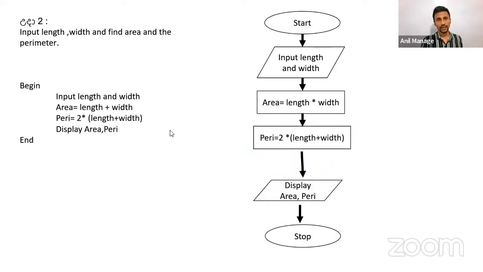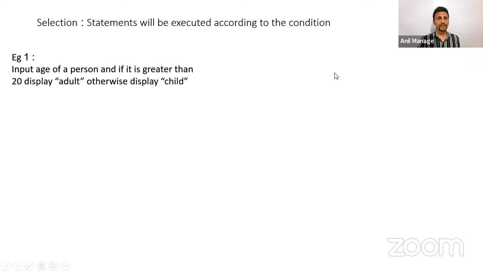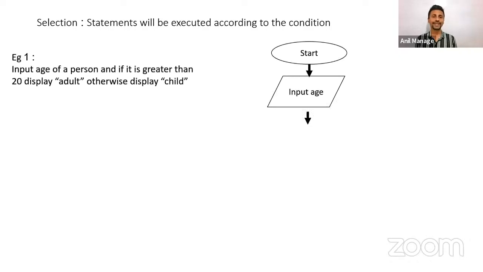So this is another sequence type of program, pseudocode and flowchart. Okay, then we'll go to the next one. Selection. Statements will be executed according to the condition. So input the age of a person, and if it is greater than 20, display adult, otherwise display child. Now you have to think, okay, if it is greater than, that is a condition. Then you have to show adult, otherwise you are going to display child, right?